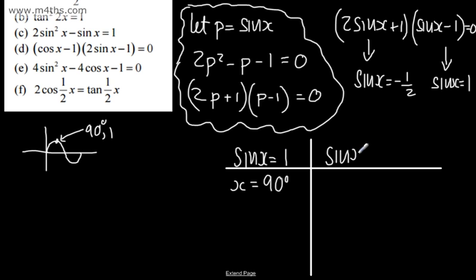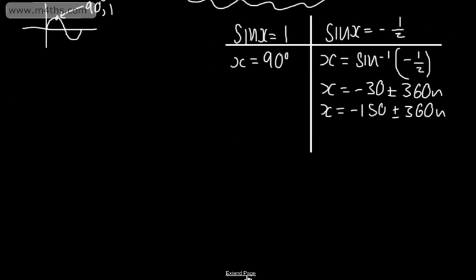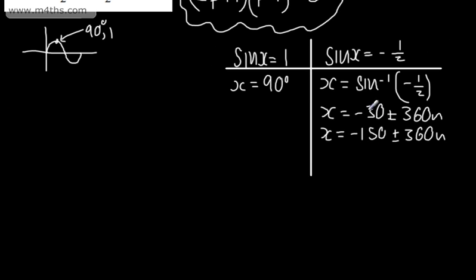Right, sine x is equal to negative 1/2. So that's the one we're dealing with. So the principal value is x equal to the inverse sine of negative 1/2. This is going to give us that x is equal to negative 30 degrees plus or minus multiples of 360. And by symmetry, x is going to be equal to negative 150 plus or minus multiples of 360. So we can see that in this particular interval, if we solve these, x is equal to 330 degrees, and x is equal to 210 degrees.